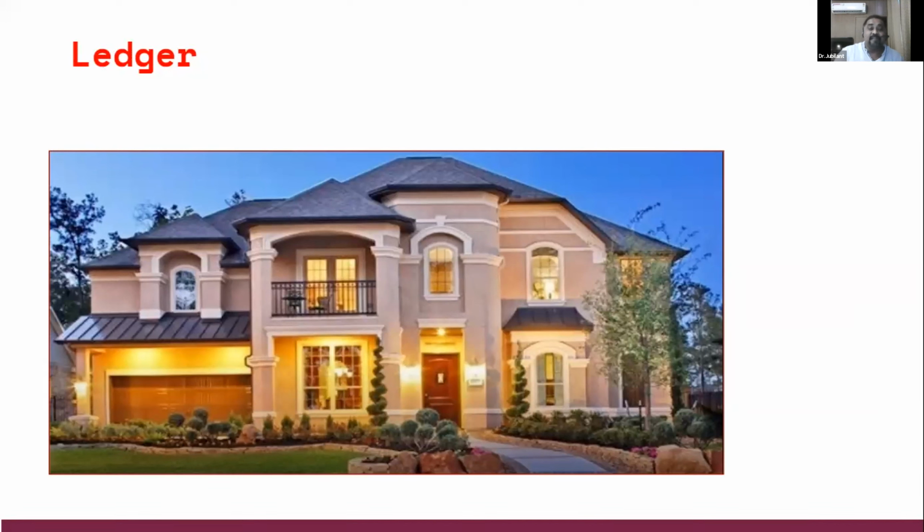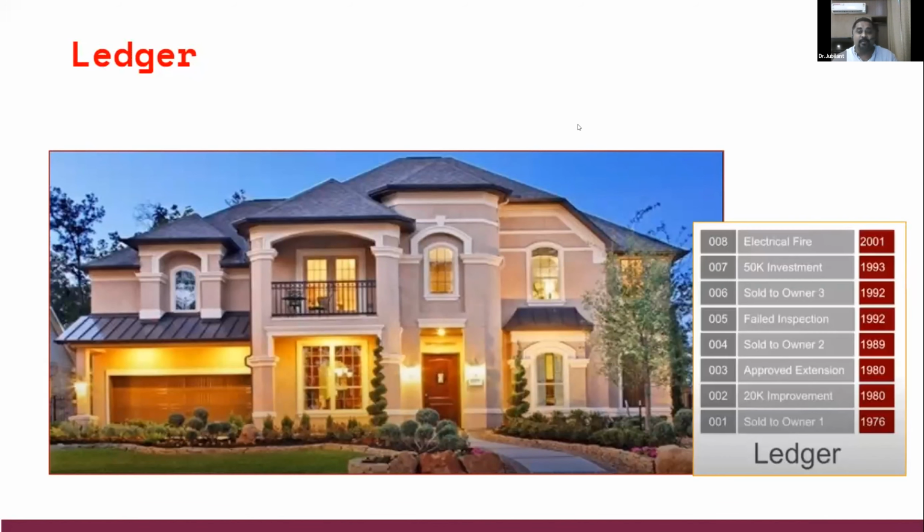But we have a beautiful house as an image over here, and I'm just putting you before a ledger of that house. Yes, it was sold to the first owner in 1976, and a 20,000 rupees improvement happened in 1980, and it was approved for extension again in 1980, and sold to the next owner in 1989, and failed the inspection in 1992, and sold to the third owner in 1992, and again 50,000 rupees was invested in 1993 for that house, and unfortunately in 2001 this house got a fire, an electric fire. That is the basic ledger of a house.